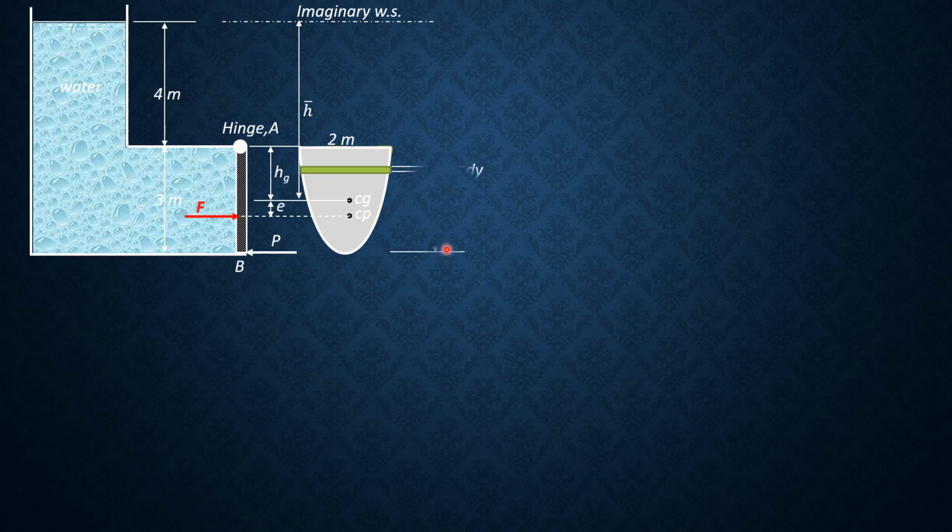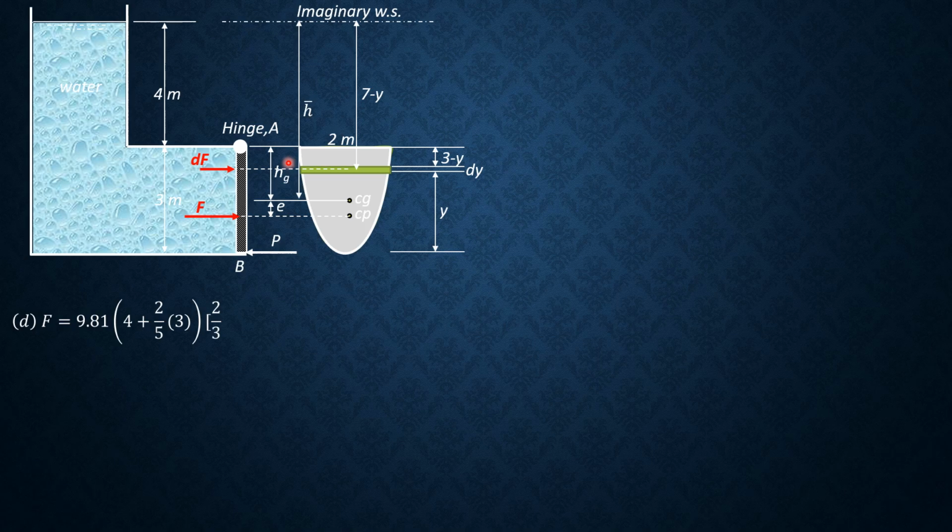And we will have a strip in preparation for the integration later. So let's again call that Y. This acts differential F over this differential area here. This is 3 minus Y. And the distance of every element of this horizontal strip to the imaginary surface is 7. 4 plus 3 is 7, then minus Y. So later, F is 9.81 times 4 plus 2/5 of 3, that's HG. So barred H is 4 plus 2/5 of 3. The area of a parabola is 2/3 base times height. So 2/3 of 2 times 3. So solving for F, it is 204.048 kilonewtons.